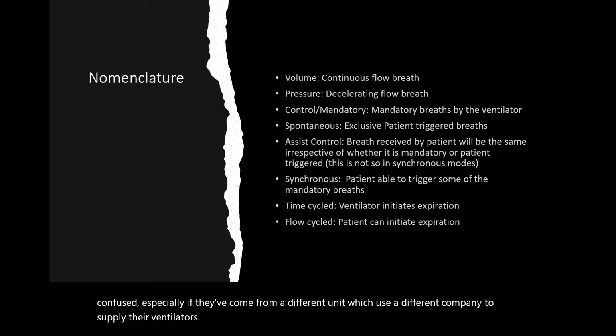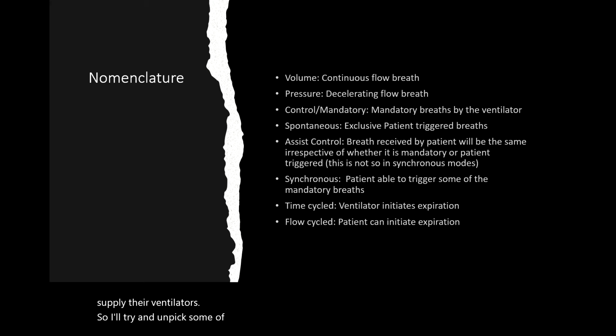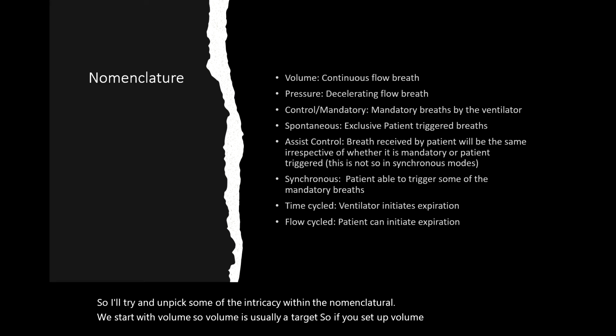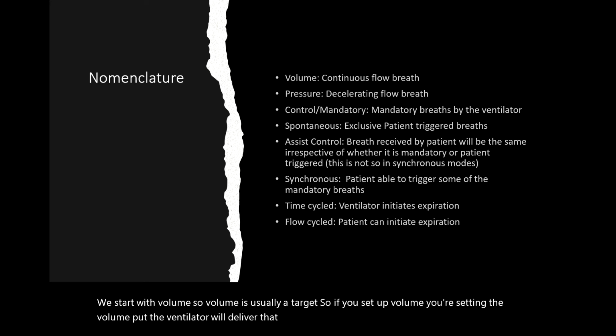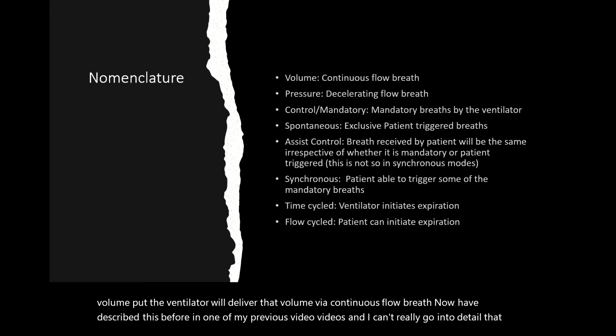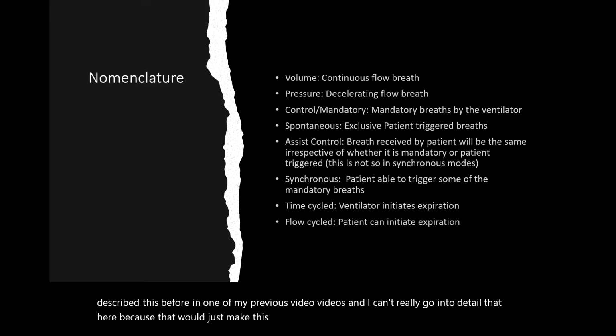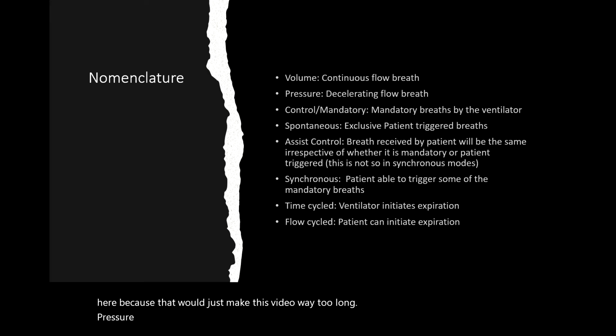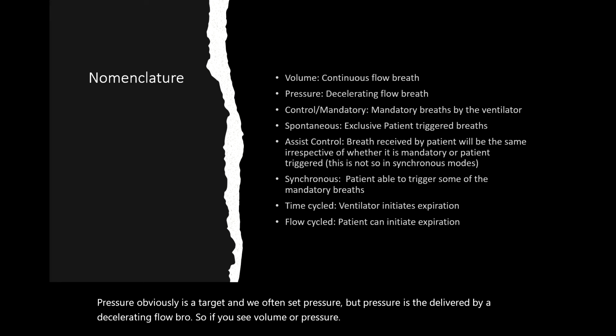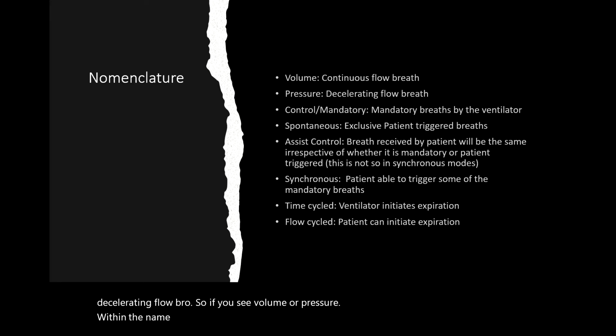So I'll try and unpick some of the intricacy within the nomenclature. Well, we start with volume. So volume is usually a target. If you set a volume, the ventilator will deliver that volume via a continuous flow breath. Now, I have described this before in one of my previous videos, and I can't really go into detail of that here because that would just make this video way too long. Pressure obviously is a target, and we often set pressure, but pressure is delivered by a decelerating flow breath.